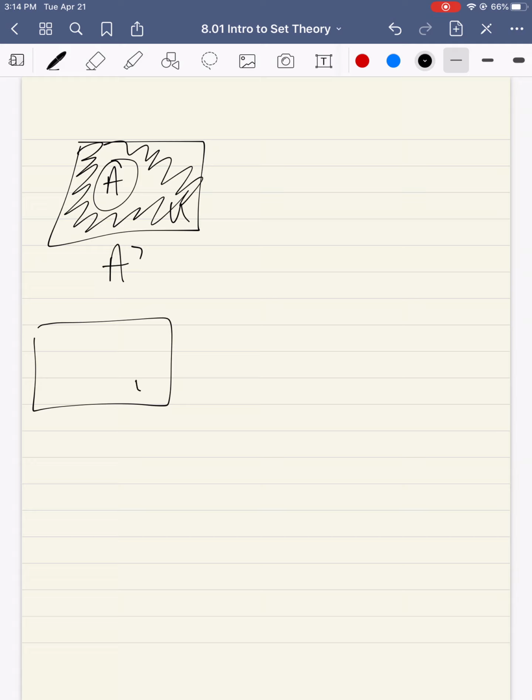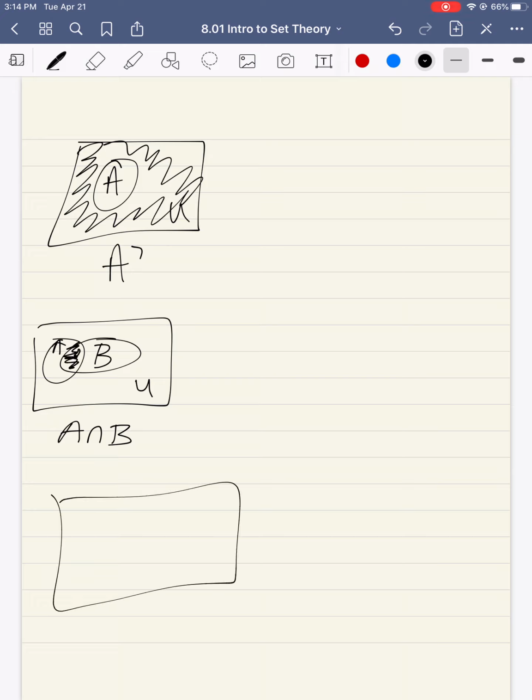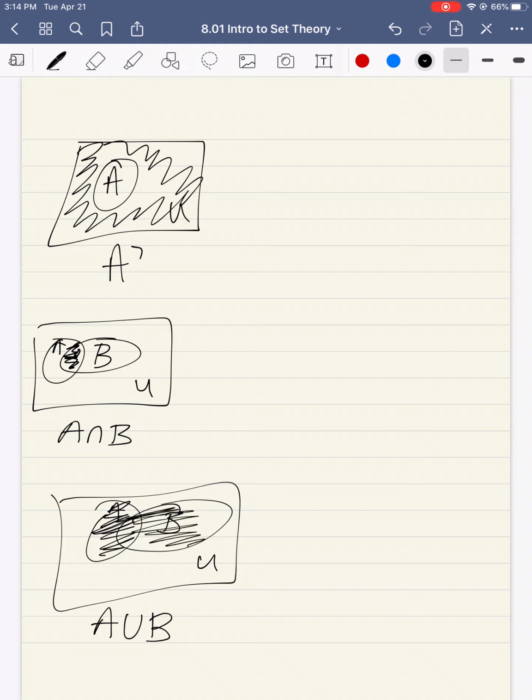If I again have the universal set and I have A and B, and this is A intersect B, well, that's everything that's in A and B, so just this middle region here. And then again, if I have the universal set and I have A and B, and I'm saying A union B, well, from my definition, that is everything that's in A or everything that's in B, or both. So that's essentially going to be all of A and all of B. So these two whole regions shaded here.